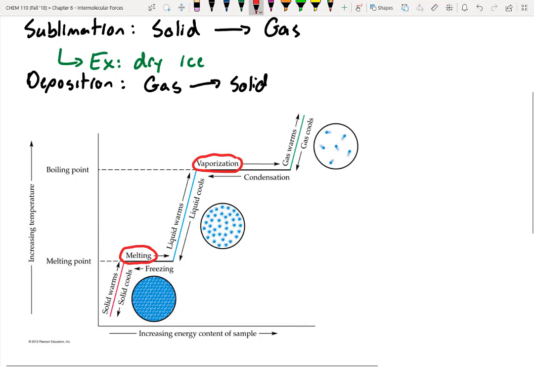And then once you're in the gas phase, it can cool down and condense. And then once that liquid is cooled more, you can actually go back and freeze it. So those four terms are the main ones I want you to know from the class. Sublimation and deposition are kind of odd examples, and they depend a lot on pressure too. So does that make sense? I'm assuming most people know about solids, liquids, and gases at this point in their lives.